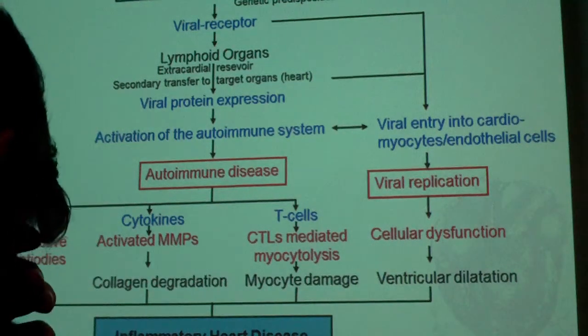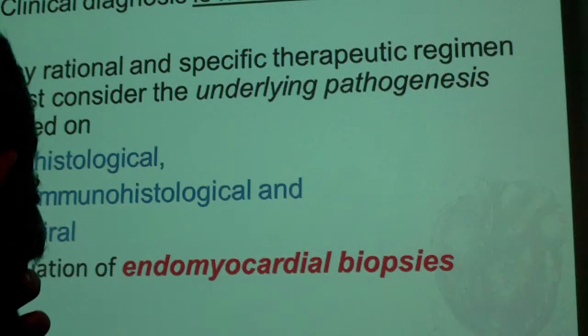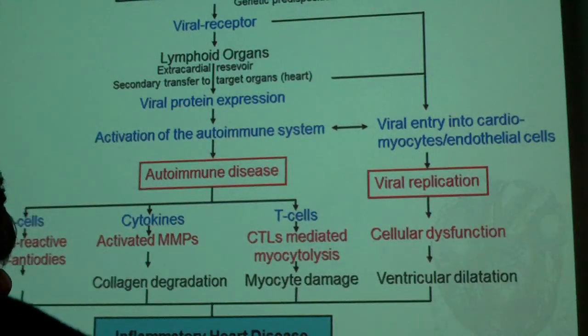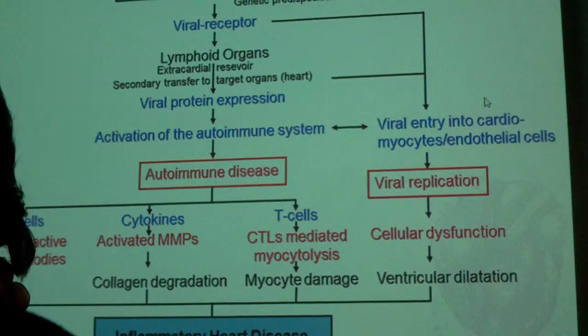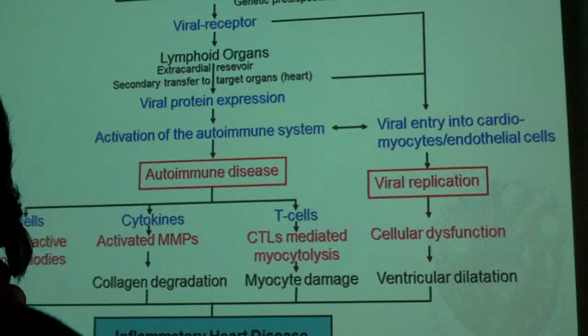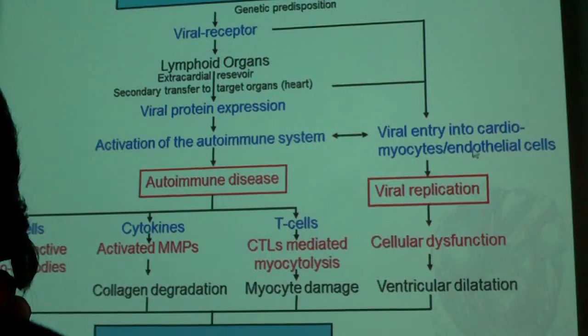Cardiotrophic viruses, they may enter the heart. And we have certain viral receptors in not only the heart but in all organs. But I'll focus now on the heart. And then the virus can enter the heart. Let's keep it simple on this side first. And then they enter the cardiomyocytes or the endothelial cells, and there they can replicate themselves, and they cause cellular dysfunction and eventually ventricular dilatation, myocardial damage. And that's one part of the cycle. The other part is actually the more important part.